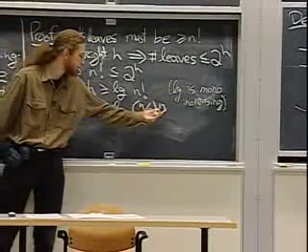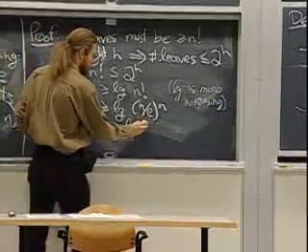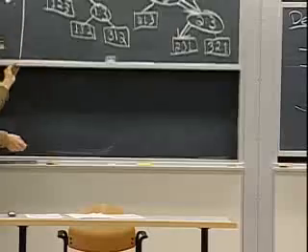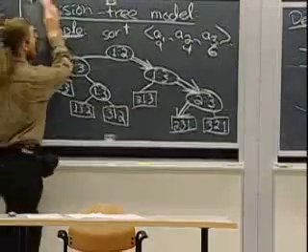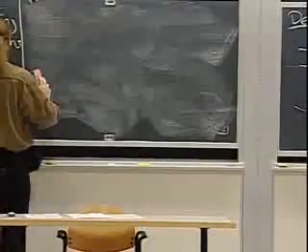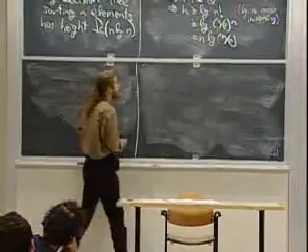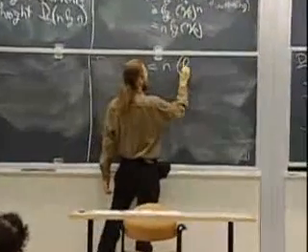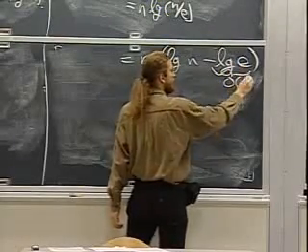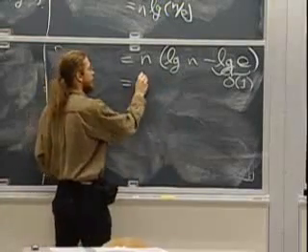Now I can use properties of logs to bring the n outside. So this is n times log of n over e. And then log of n over e, I can simplify. That's just log n minus log e. So this is n times (log n minus log e). Log e is a constant, so it's really tiny compared to this log n, which is growing with n. So this is omega n log n.